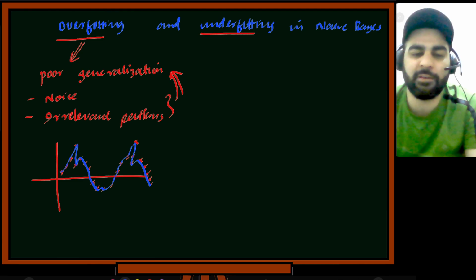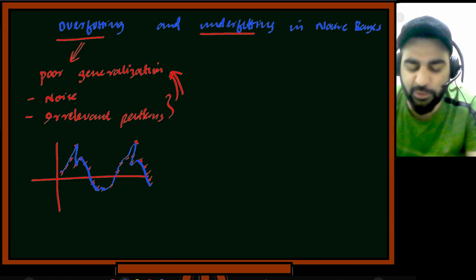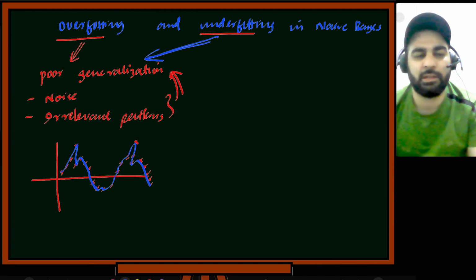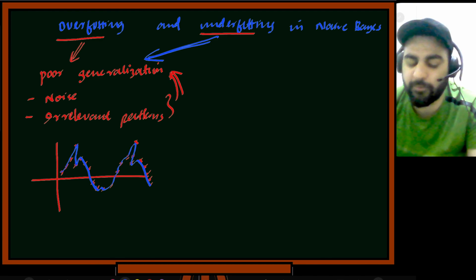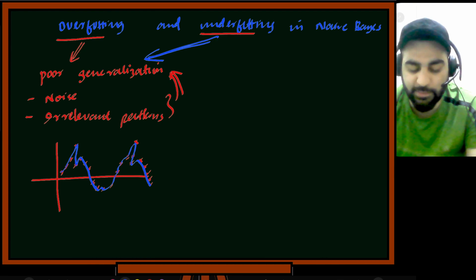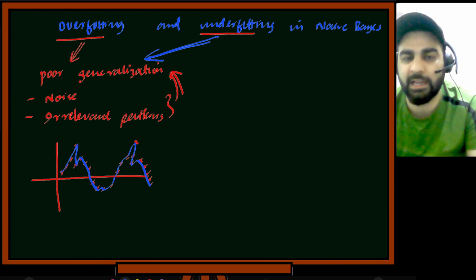So what is underfitting? Underfitting means your model does not learn anything. It gives random results. Again, poor generalization is there. I hope you understood the meaning of overfitting and underfitting. We have seen overfitting and underfitting in detail in the k-nearest neighbor algorithm. Now we'll see the cases where overfitting and underfitting can happen in naive Bayes.